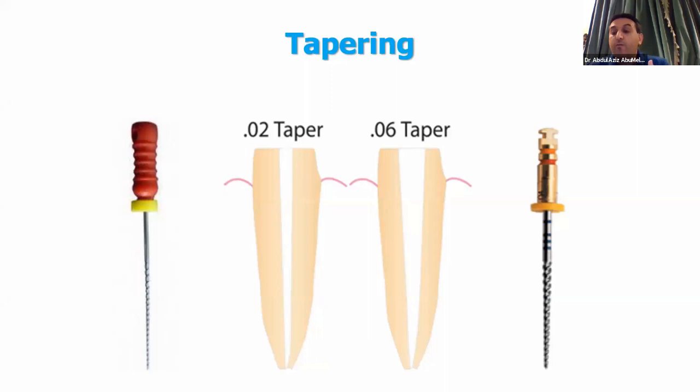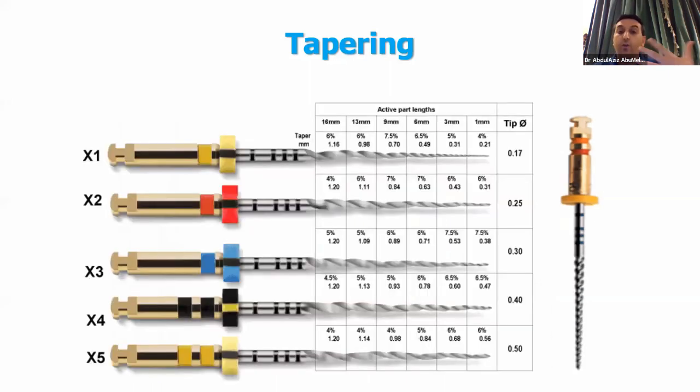This type of rotary file we call fixed tapering. So the taper from D0 till D16 is the same, gradual. Going from 1 to 2 to 3, it's 0.04, 0.06, 0.08, it depends. This is what you call a fixed taper. Is this the only rotary system or design we have? No. On the right side, we have the fixed.